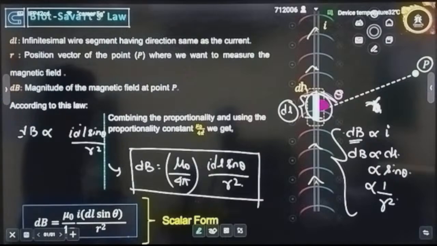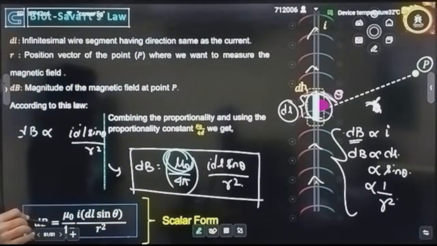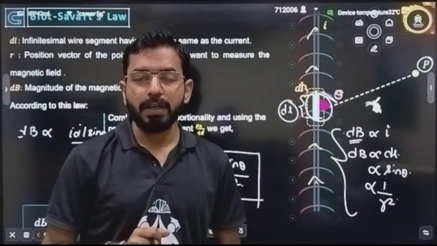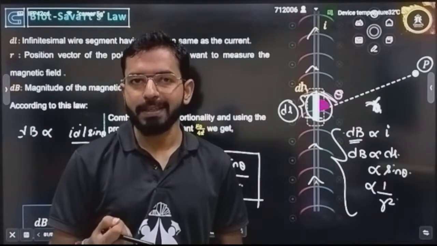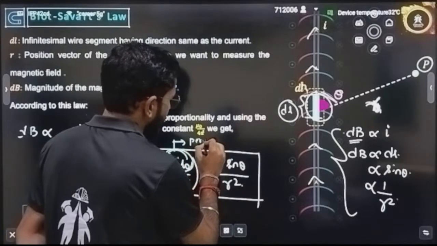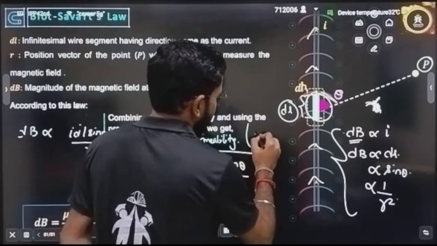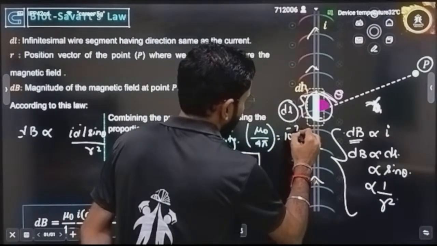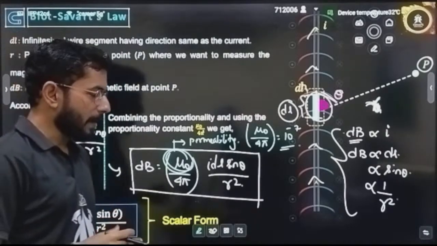Now, some important things that you have to understand. What is this mu naught? First time I am seeing it. You have seen permittivity, epsilon naught. It is the same kind of epsilon naught for the magnetic field. It is called permeability, represented as mu naught. If I talk about the value, mu naught divided by 4 pi is directly written as 10 power minus 7. Directly remember this value.